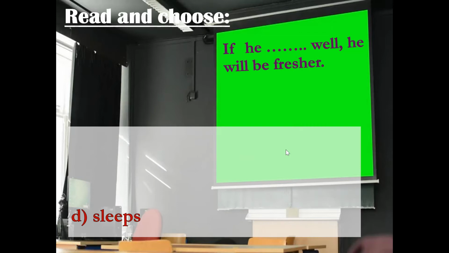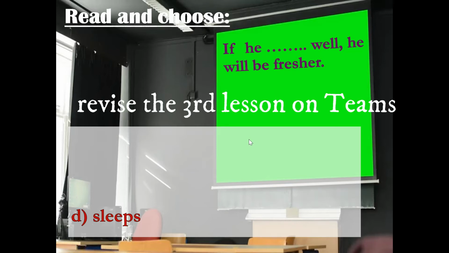So if I ask you, why did we choose sleeps? You have to say that there is he as a subject, a singular subject. So we use sleeps, a verb with s. This is the simple present. So the sentence will be, if he sleeps well, he will be fresher. I recommend that you revise the rule from the previous lesson that we have taken before, so that you can see more examples about the first conditional sentences.